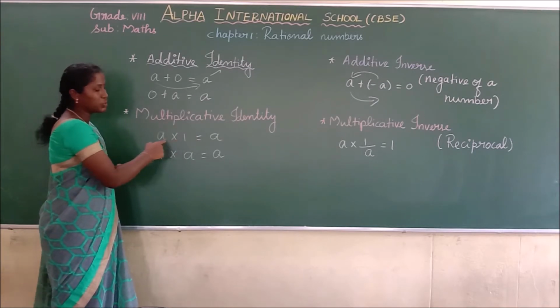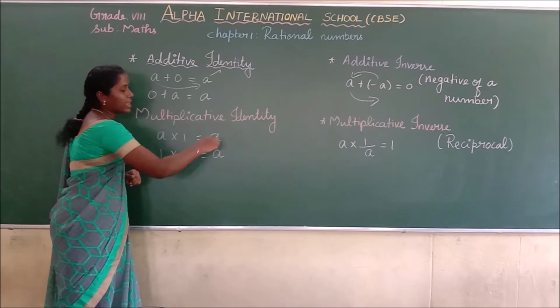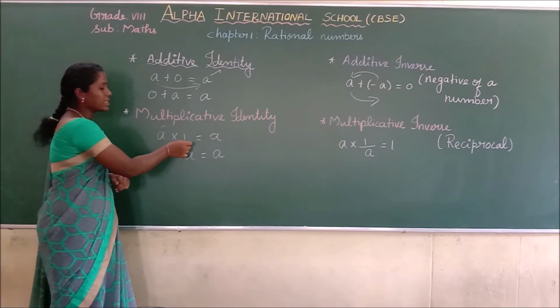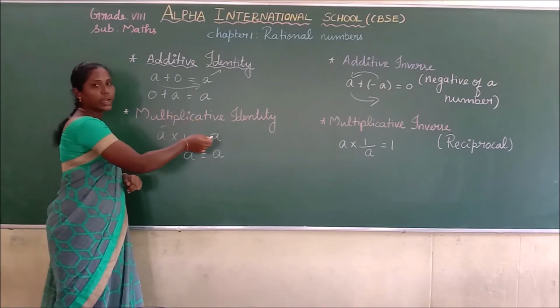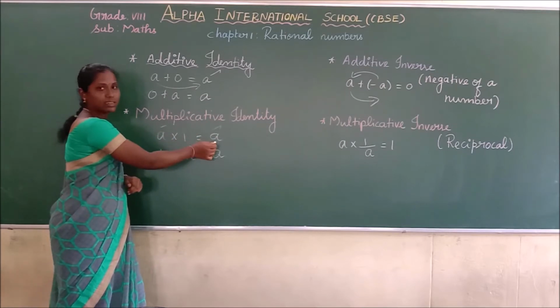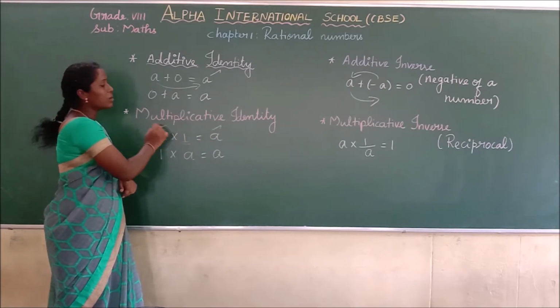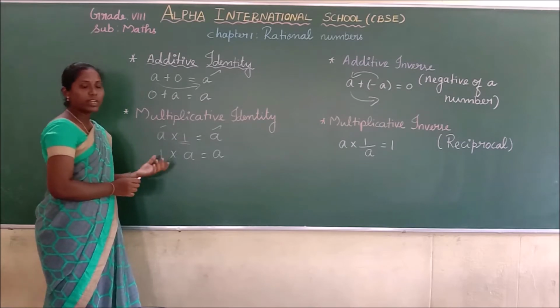Next, multiplicative identity. Here, A is any rational number. If I multiply A by 1, the result we get is again the rational number A. We get the same number as the answer. So 1 is the multiplicative identity for the given rational number.